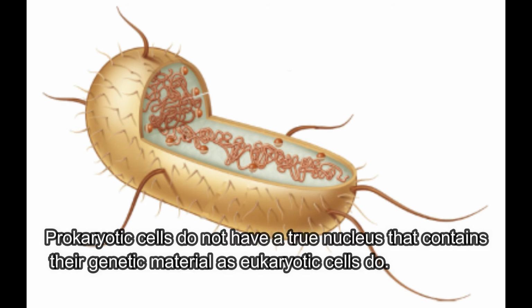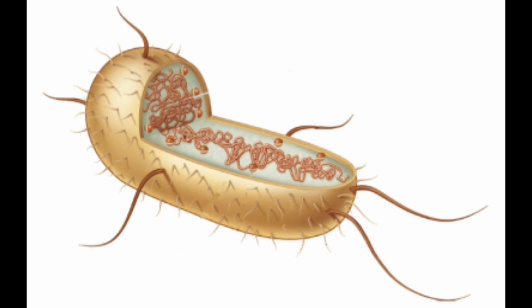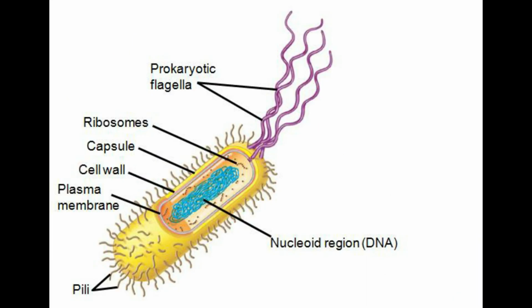Prokaryotic cells do not have a true nucleus. That is what I have mentioned earlier. The eukaryotic cell has a nucleus that contains its genetic material. Instead, prokaryotic cells have a nucleoid region, which is an irregularly shaped region that contains the cell's DNA and is not surrounded by a nuclear envelope.